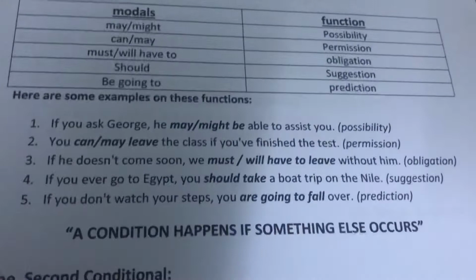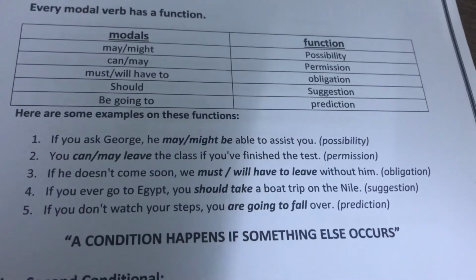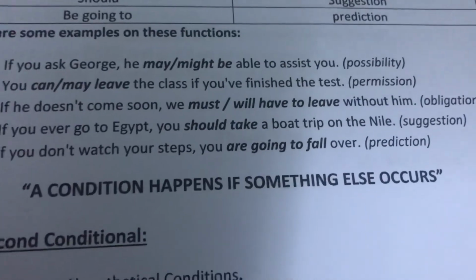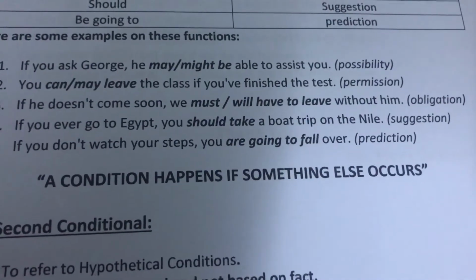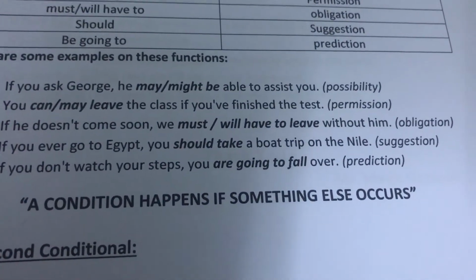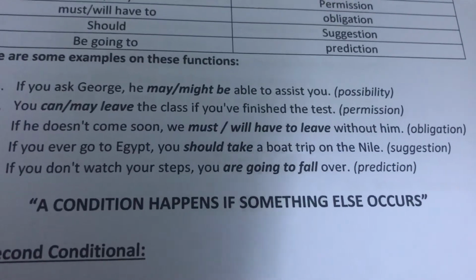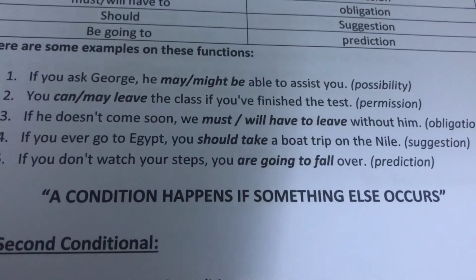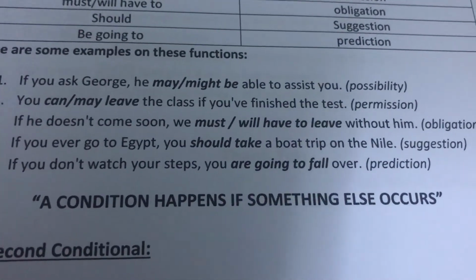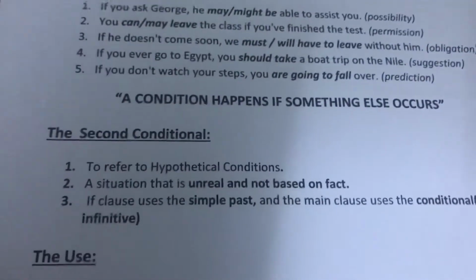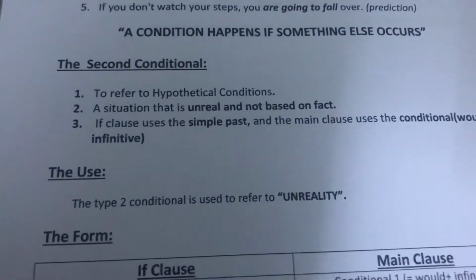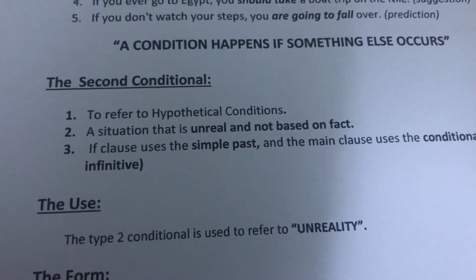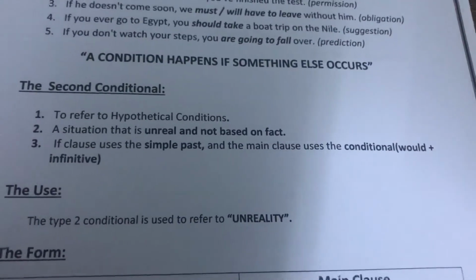And here are a couple of examples regarding them. So our summary regarding the first conditional is that a condition happens if something else occurs. The result happens if the condition is met. Okay. The third part of our lesson, which is the second conditional, let's know the meaning of it.